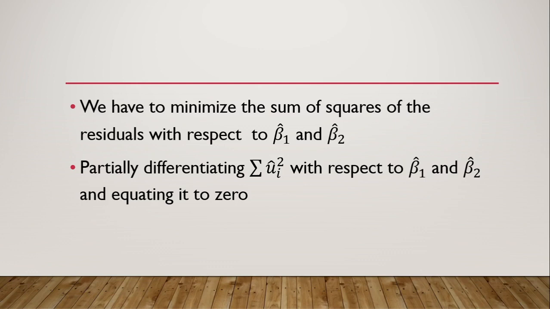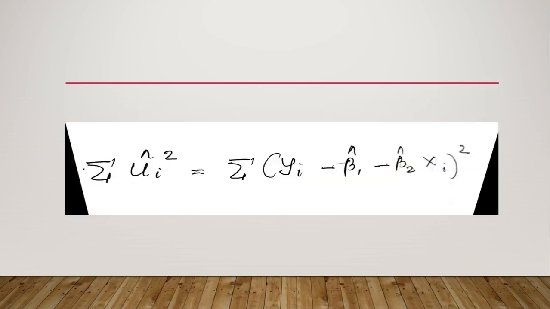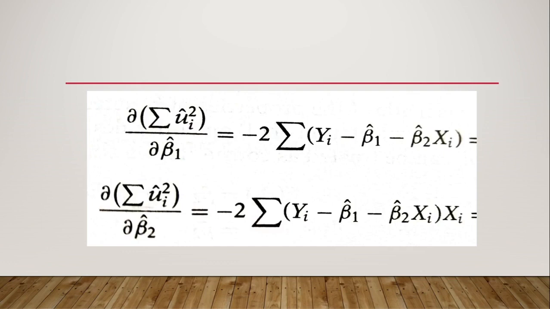So the first step is this, minimizing the sum of squared residuals. For minimizing the sum of squared residuals, we differentiate partially with respect to beta 1 hat and beta 2 hat and equate it to 0. So here we have to minimize this sigma ui hat square, which is equal to sigma yi minus beta 1 hat minus beta 2 hat xi, the whole square. So in the first step, we are partially differentiating sigma ui hat square with respect to beta 1 hat.